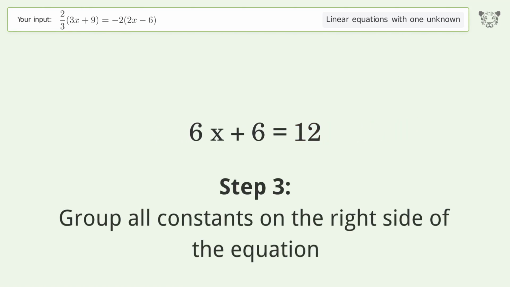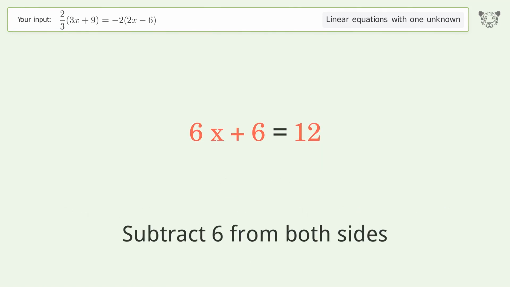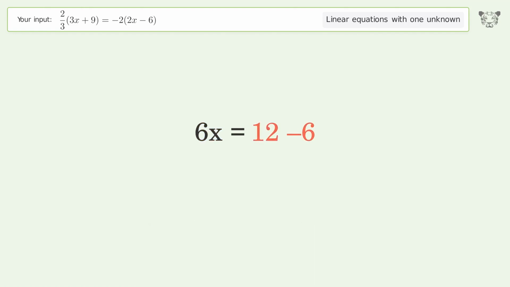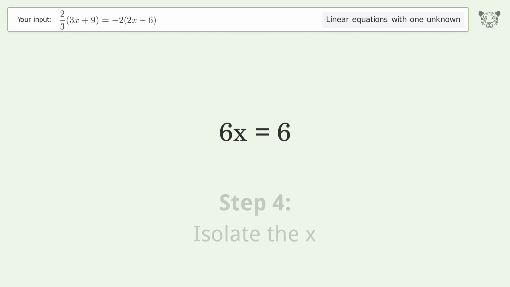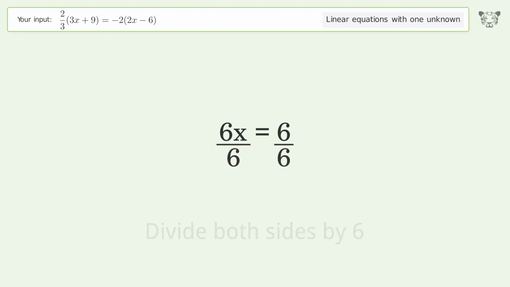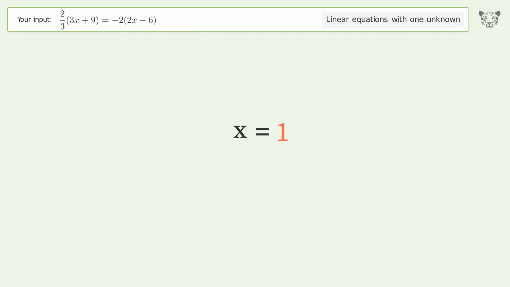Group all constants on the right side of the equation. Subtract 6 from both sides. Simplify the arithmetic. Isolate the x. Divide both sides by 6. Simplify the fraction. And so the final result is x equals 1.